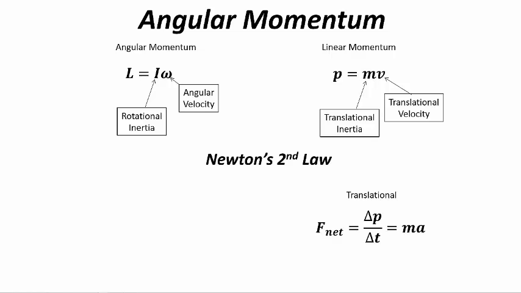If we look at Newton's second law for translational motion, the net force equals the change in momentum divided by the change in time, which also equals mass times acceleration. If we look at the rotational version of Newton's second law, our net torque is going to equal the change in angular momentum divided by the change in time, which is equal to the rotational inertia I times the angular acceleration.